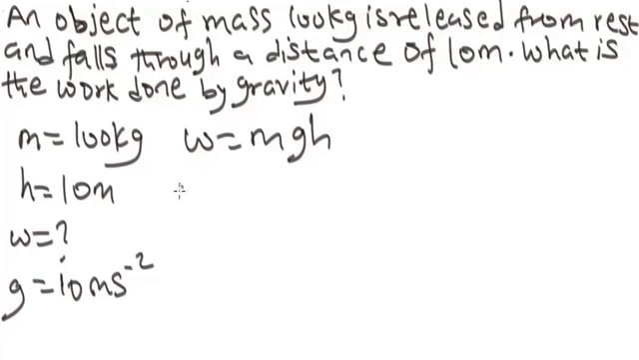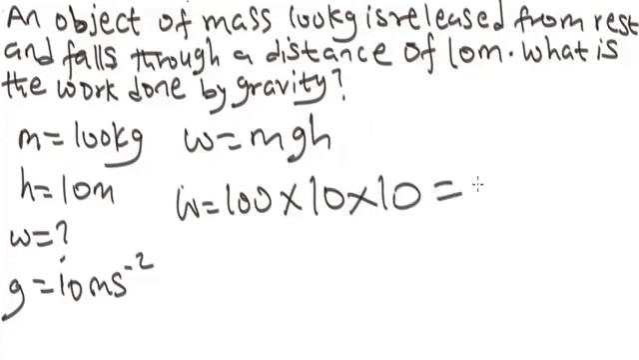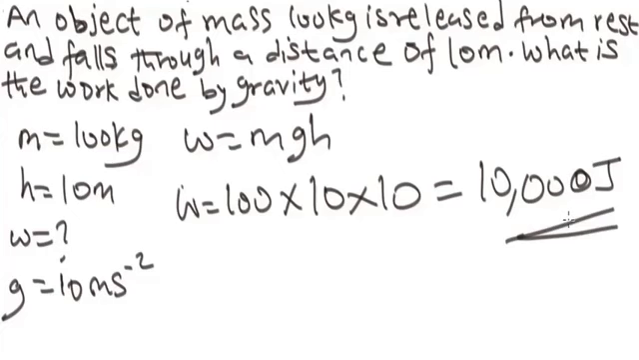So when you substitute, we're going to have work done will be 100 times acceleration due to gravity, 10, times the distance, which is the height here, 10. So when we multiply through, we're going to have the value to be 10,000 joules. And that will be the answer to this question. Okay, so let's wipe this and look at energy.